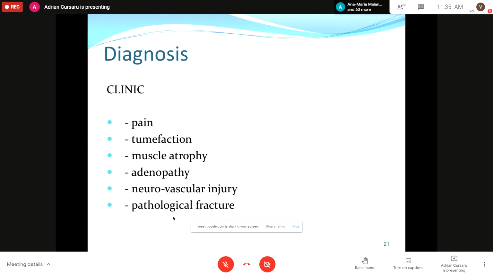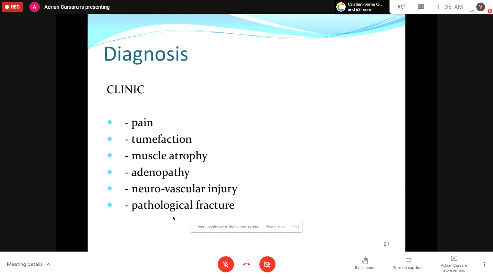It is very important to establish if we have a neurovascular injury. Why? Because at the time of the surgical intervention, it is very important for us, for the bleeding, for example. If you have a vascular defect caused by the tumor, it is very important to know that and to know how to intervene at the surgery moment.